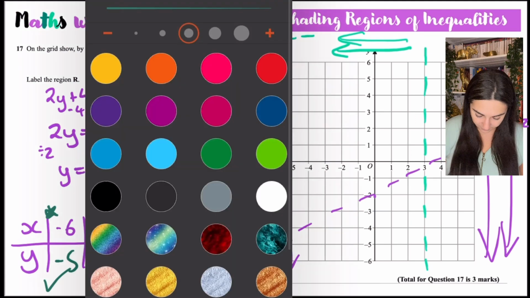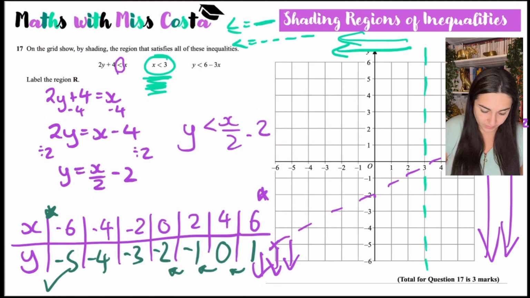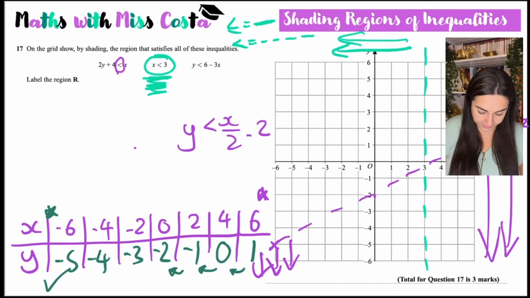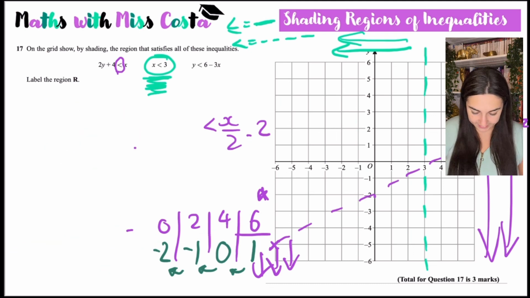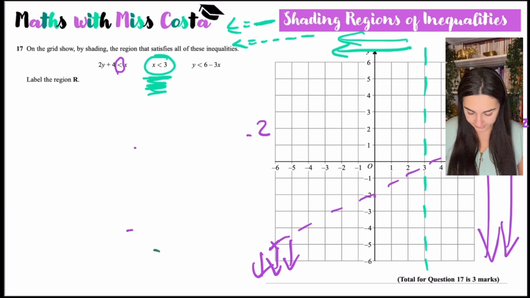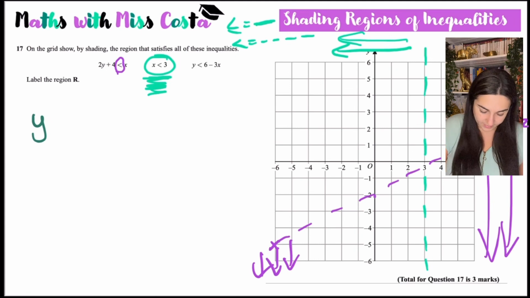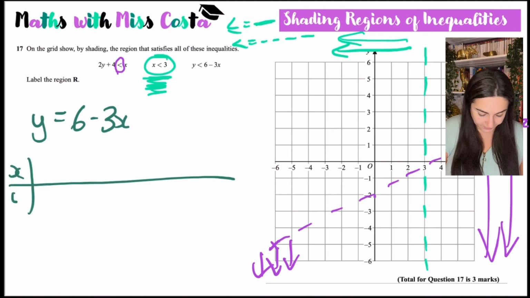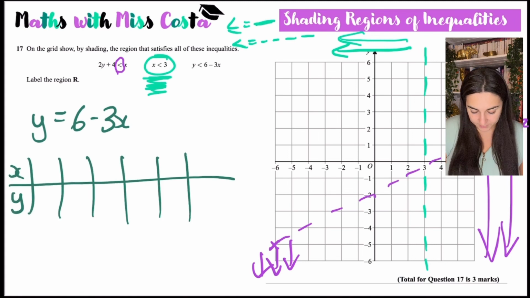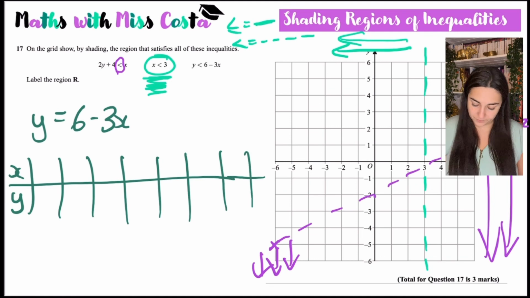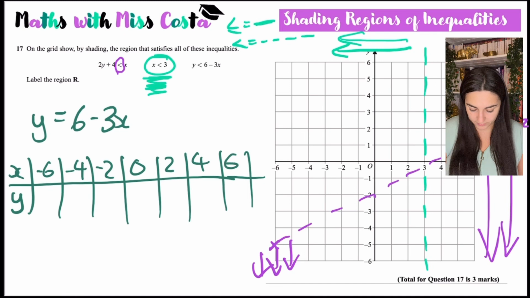So let's get the final one done. So the next line we've got is y is less than 6 take 3x. So once again, this one's already done in the y equals form, so we don't need to do anything to that. Let's just do our table of values, x and y. Once again, I'm just going to do going up in 2, so -6, -4, -2, 0, 2, 4, 6.